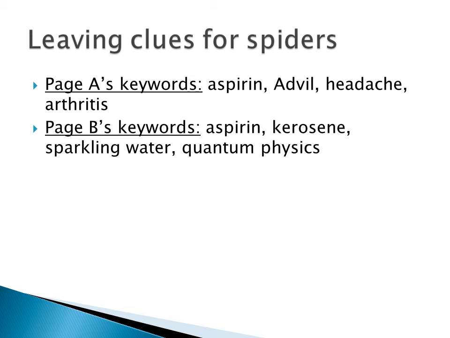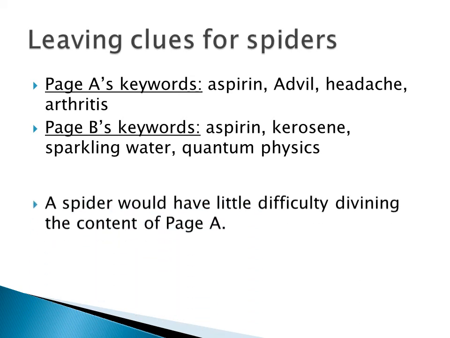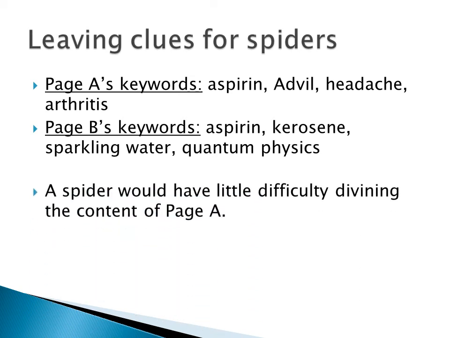So think about a spider. It comes to page A. Will it know what that page is about? It comes to page B. Will it know for sure what that's about? Well, a spider would have little difficulty divining the content of page A. It's about pain relievers for people with headaches and arthritis.